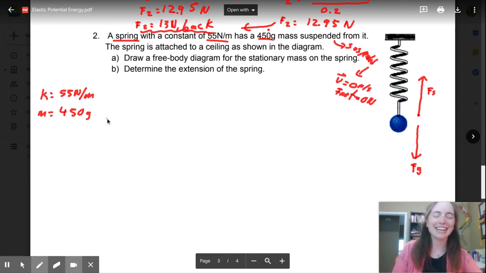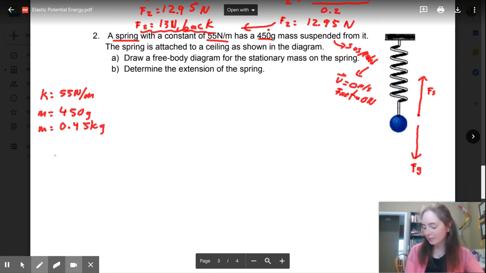We're going to convert this into kilograms because kilograms are our standard units for physics, standard SI units. So 0.45 kilograms once you convert your units.